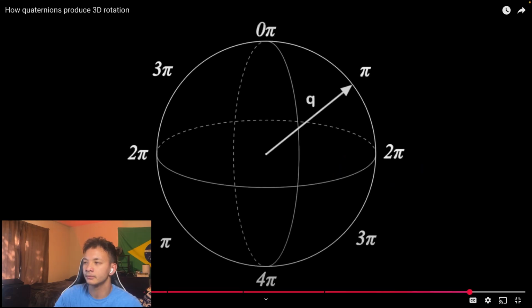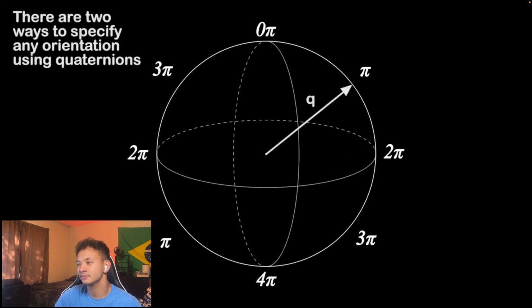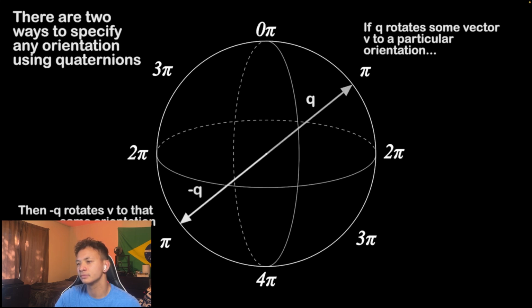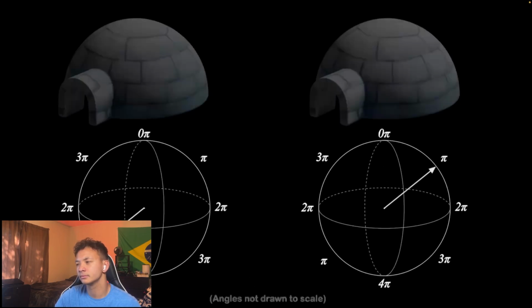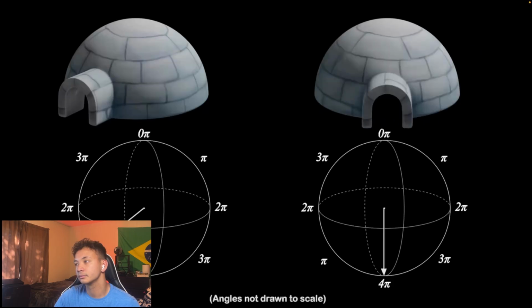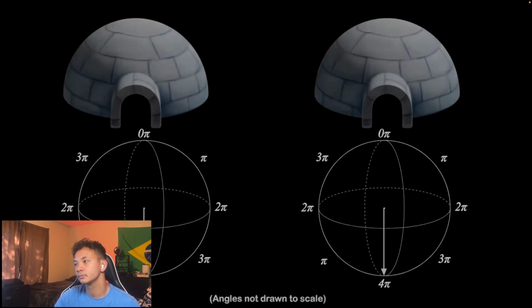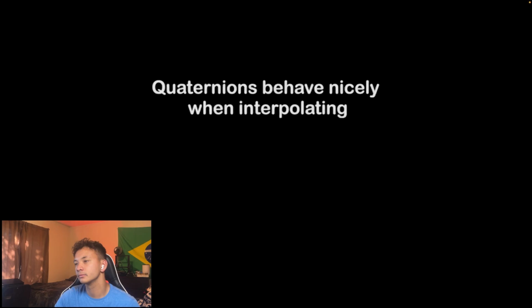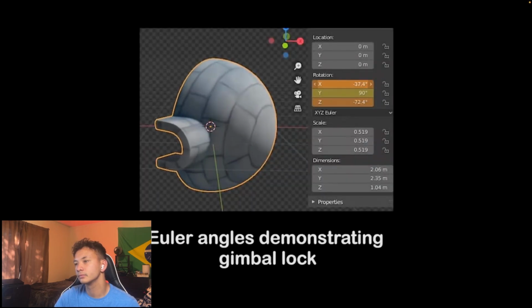The effect of this doubling of the angles is that there are two ways to specify any orientation in 3D space using quaternions. If q rotates v to a particular orientation, then minus q will also rotate v to that orientation. This property is especially useful for animations when you want to interpolate between two orientations. It allows the programmer to choose whether to take the long path or short path to the new orientation. The fact that quaternions behave so nicely when interpolating is a major reason that they're often preferred over Euler angles in 3D graphics, which are prone to gimbal lock when two axes align during interpolation.